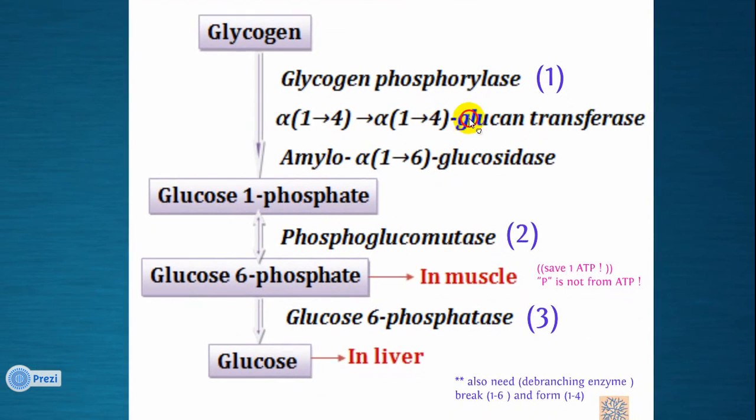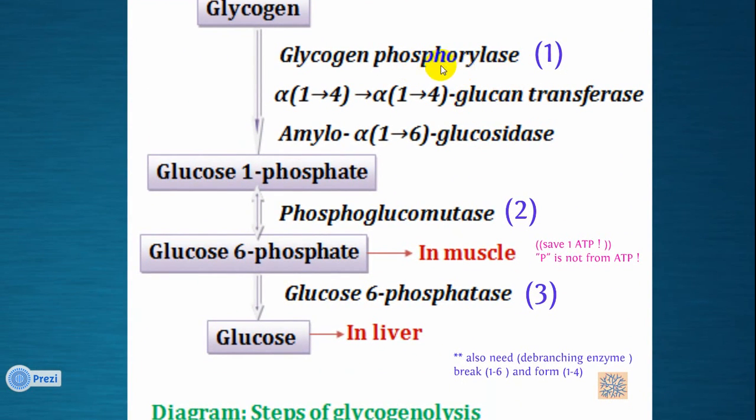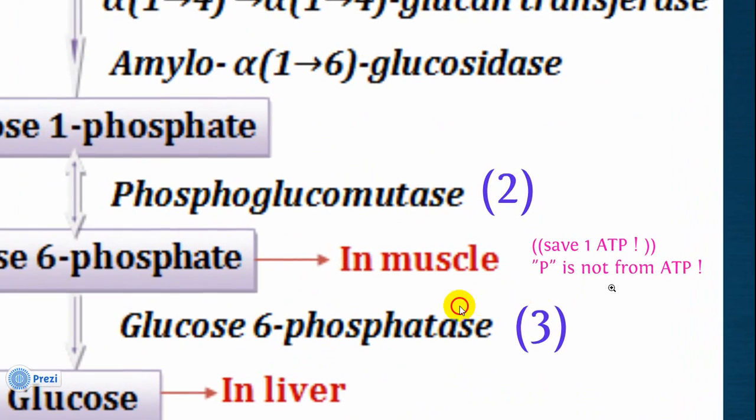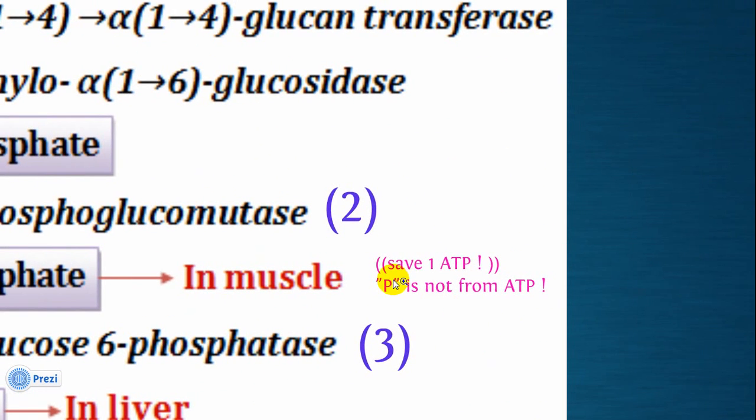Okay, so to review this, we have only 3 enzymes: glycogen phosphorylase. From its name, phosphorylase, it will give a phosphate group to the glucose compound that it took from glycogen. This is a very important difference. Why? In this pathway, we can save 1 ATP. Remember that in the glycolysis pathway, when we start from glucose, in the first step, we need an enzyme called hexokinase.